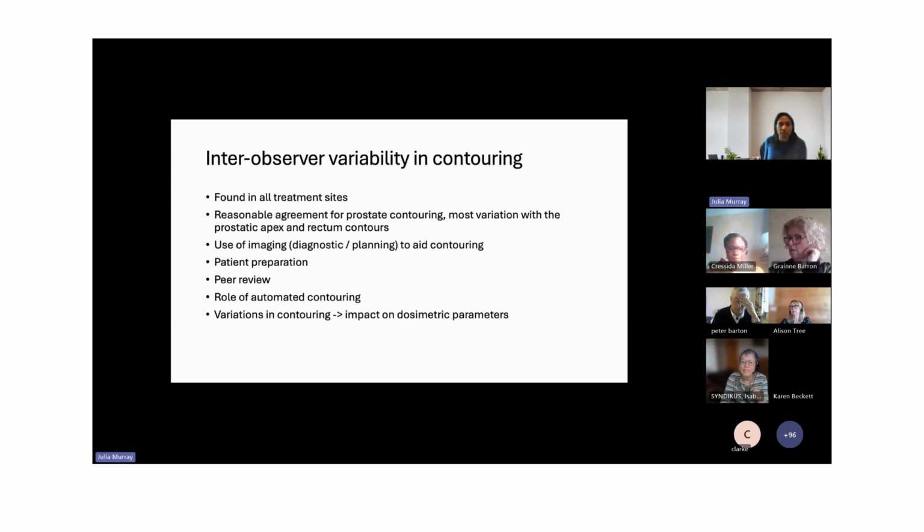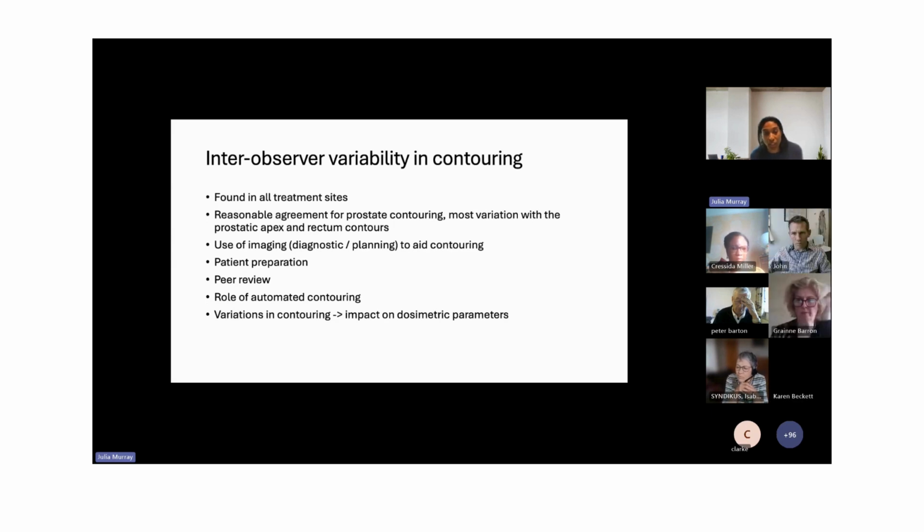Just in summary with regards to inter-observer variability, the thing is to know that this is found in all treatment sites. It's not just specific for prostate. When looking at studies, there is reasonable agreement for prostate contouring, and the most variation tends to be within the apex of the prostate and within the rectal contours. So those are the things that we can all focus on a little more.